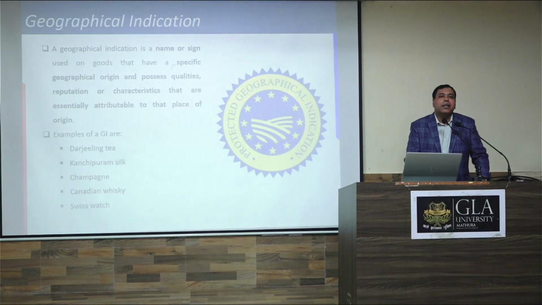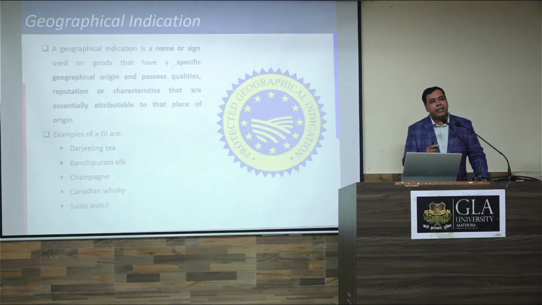Okay, the next one is geographical indicators. Probably it may not be relevant to you, but just to give you an understanding of what a GI is. A GI is a name or a sign which is used for a specific geographical origin. So as you would have heard, let's say Darjeeling tea or Swiss watch or let's say Kanchipuram silk. All of those are associated with the geographical origin from where that particular thing has been created, right? So all of that would be classified under geographical indicators.